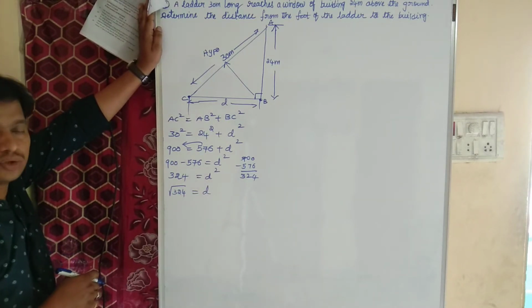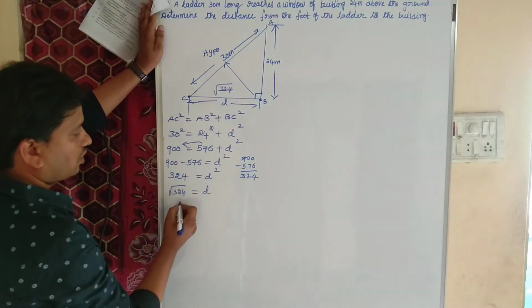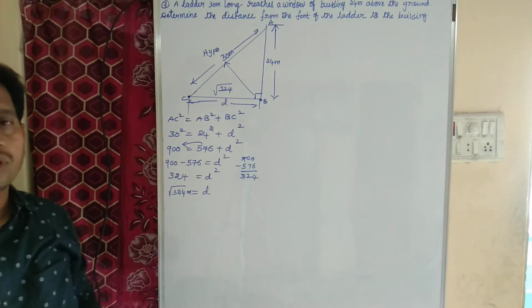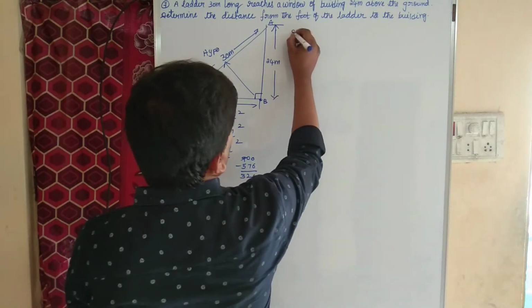Further, if you want to simplify, you can simplify. Otherwise, you can write directly: the distance is square root of 324 meters. Okay, children, we simply need to apply the Pythagoras theorem. Now coming to the 8th question.